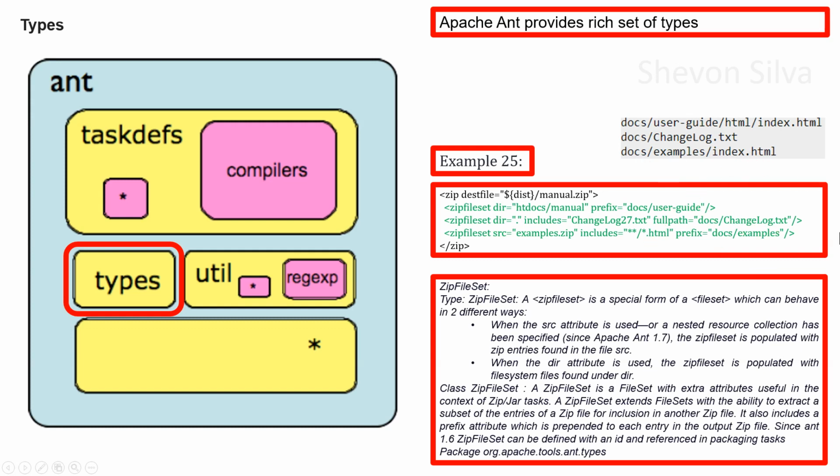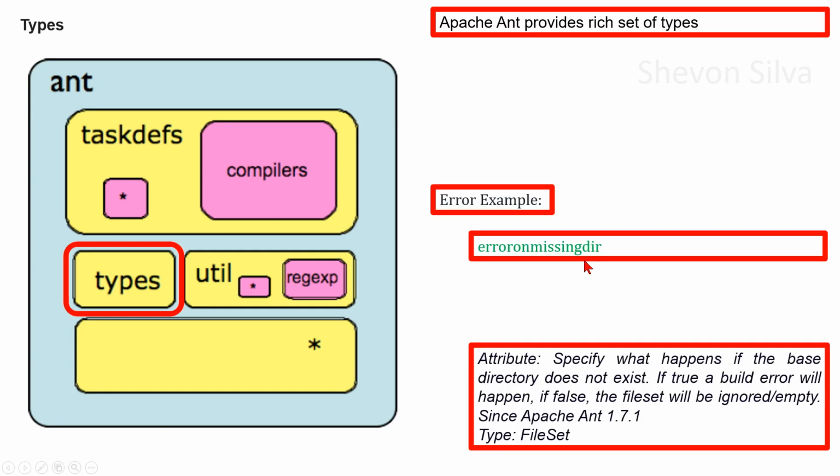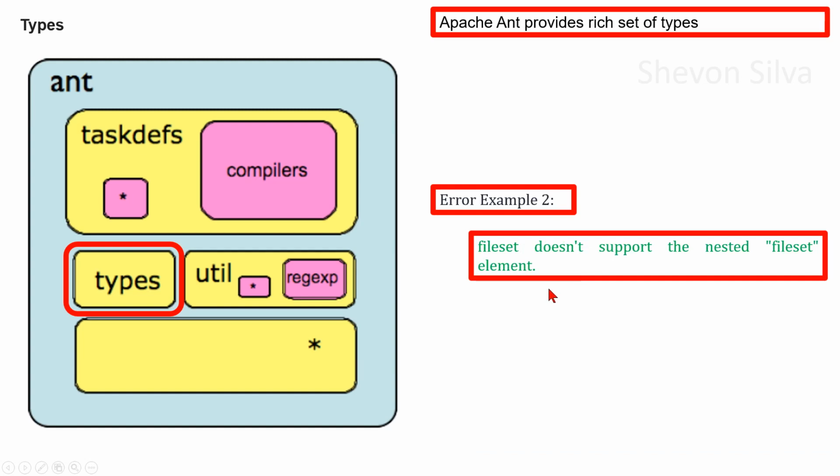Error example: we can consider the error on the missing dir attribute in type file set. It specifies what happens if the base directory does not exist. If true, a build error will happen. If false, the file set will be ignored. Empty. This is available since Apache Ant 1.7.1. As example 2, we can consider this error: file set doesn't support the nested file set element.